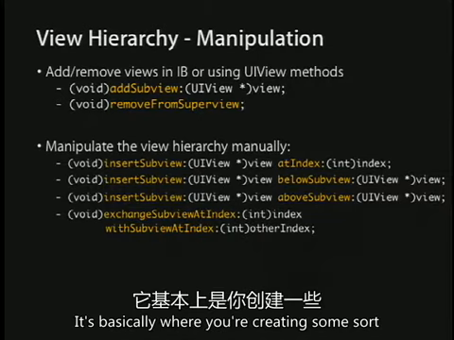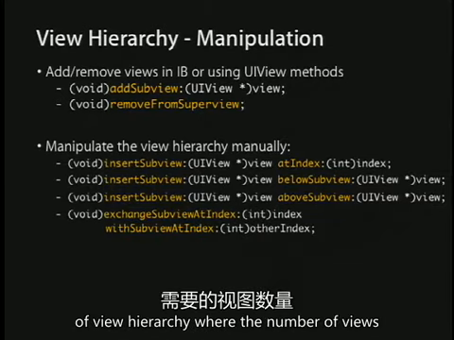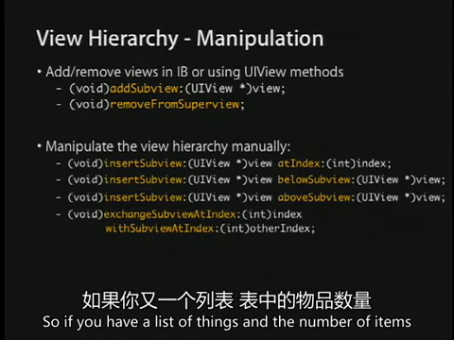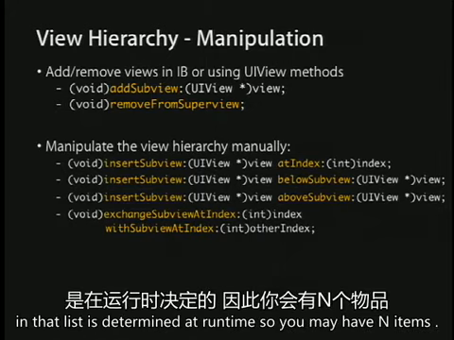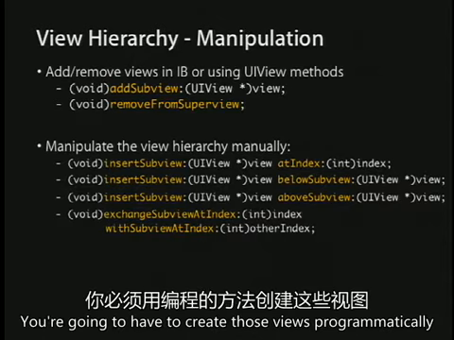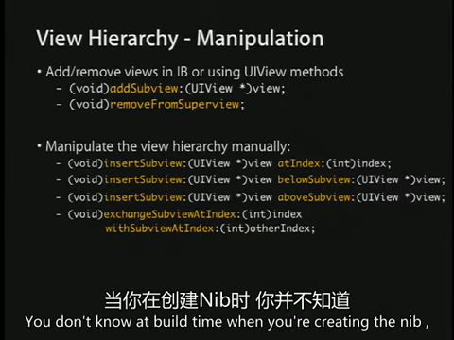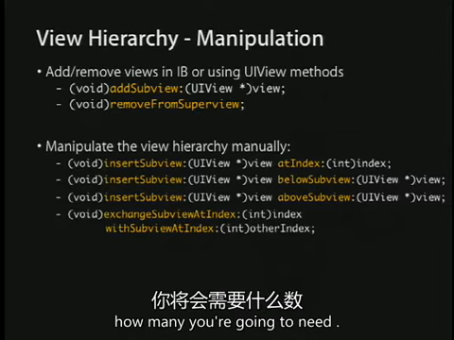It's basically where you're creating some sort of view hierarchy where the number of views that you're going to need isn't predefined. So if you have a list of things and the number of items in that list is determined at runtime, so you may have n items, you're going to have to create those views programmatically because you can't create them in the nib. You don't know at build time, when you're creating the nib, how many you're going to need.